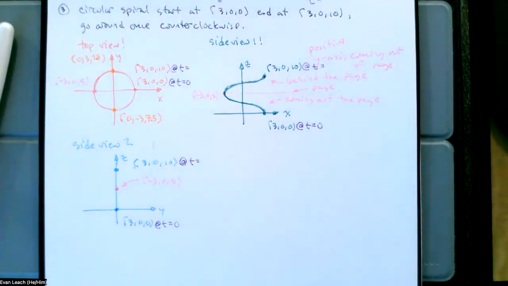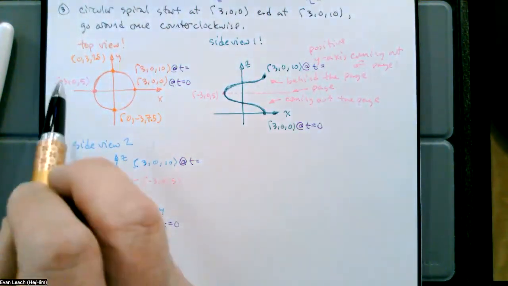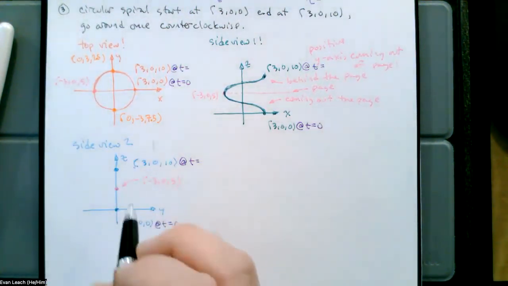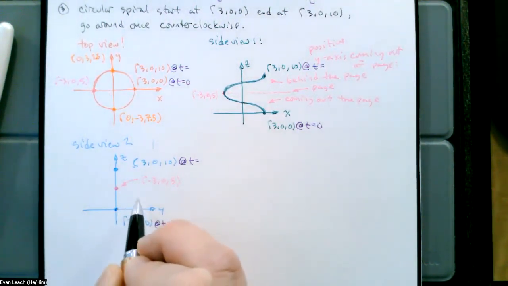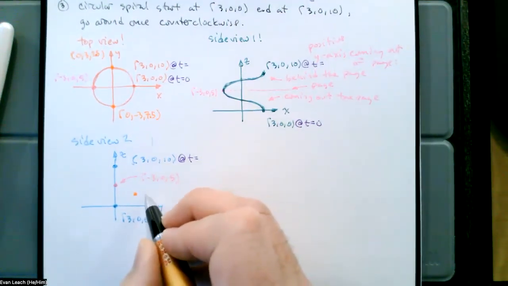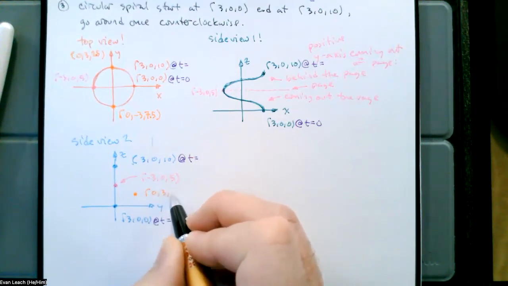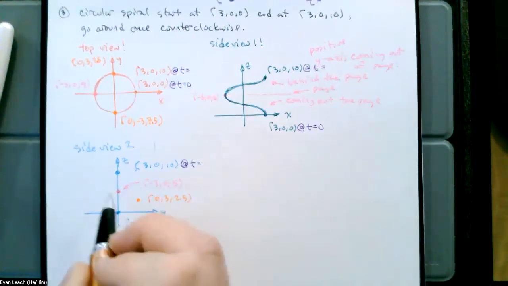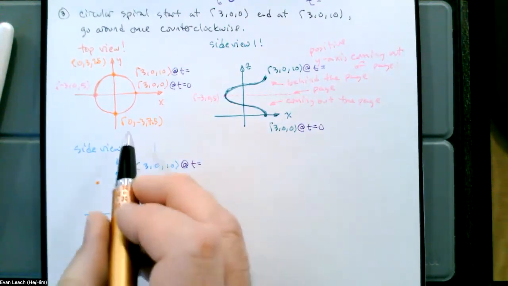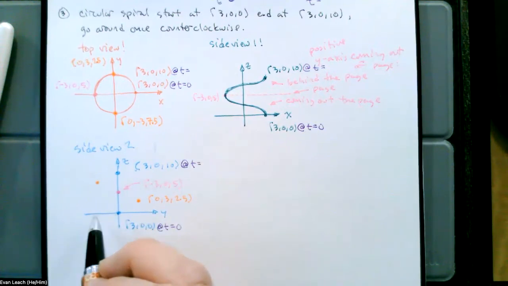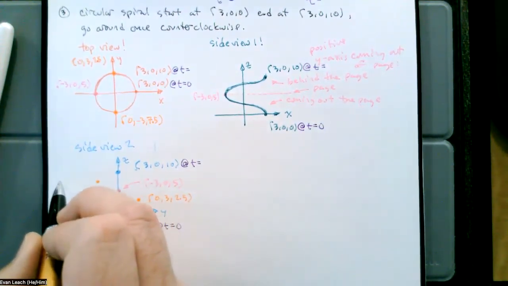Now remember, I can't see what's going on with the X. I can only see what's going on with the Y. So I'm going to plot the point 3 and 2.5 on my second side view. So 3 and 2.5, 3 and 2.5. So there's that point. And then halfway, and then on the other side will be 0, -3, 7.5. Y is -3, and Z is 7.5.